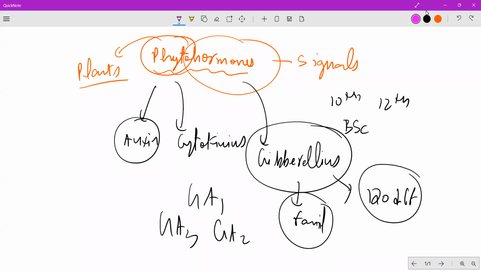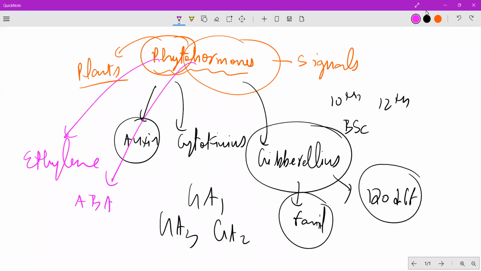And then in colleges, we have also studied what is ethylene. And then lastly, what we have done in colleges is ABA. This is abscisic acid. That also we have studied. So which are the hormones we have done? We have done auxins in colleges, cytokinins, gibberellins. We have done ABA. We have done ethylene. These are the important hormones that we have already seen in schools and colleges.